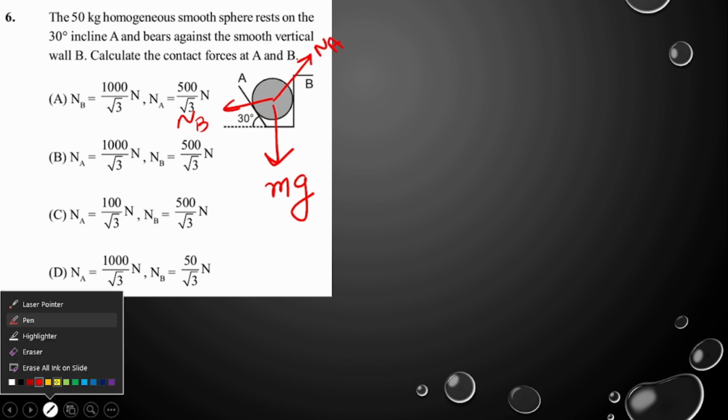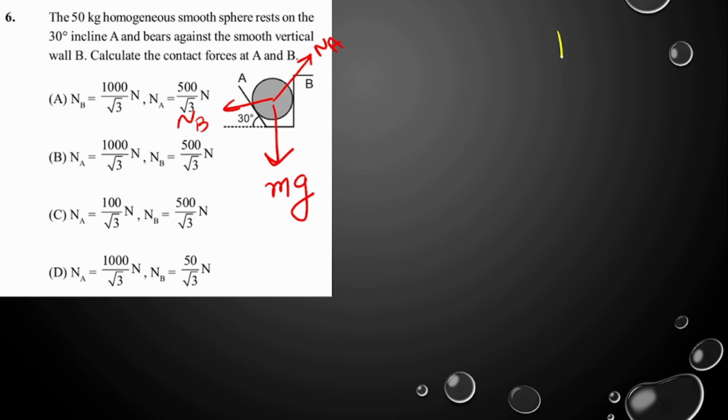First of all, my one and only mg, this is NB, and this is NA. Okay, drawing the forces in the coordinate system.